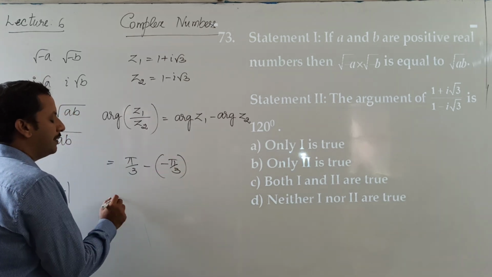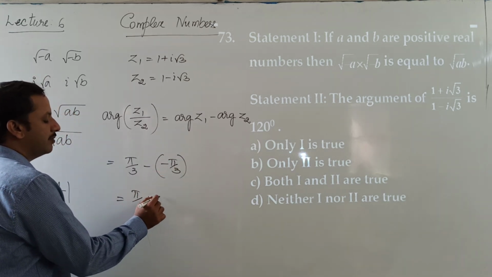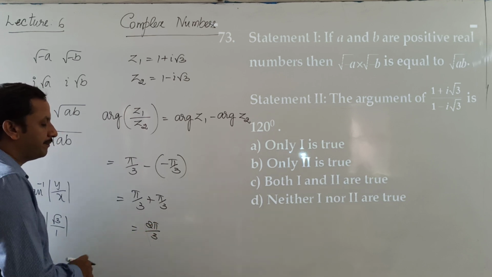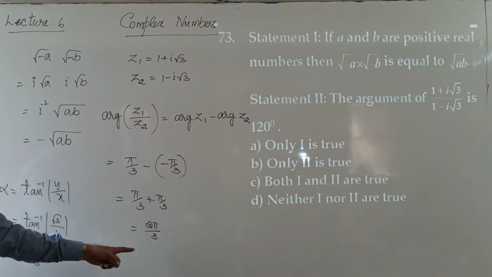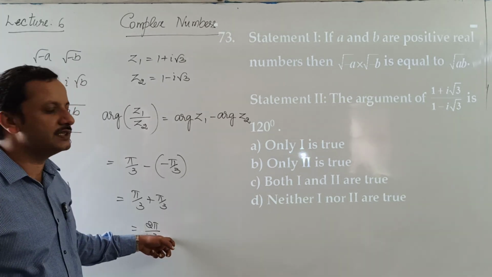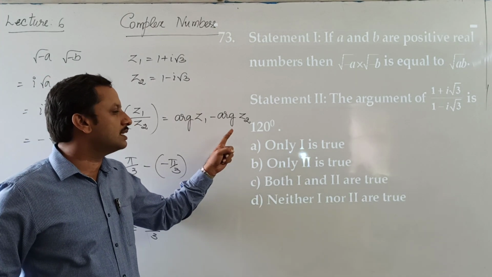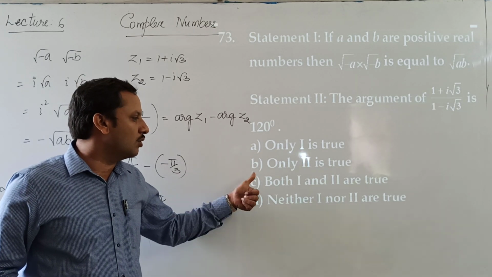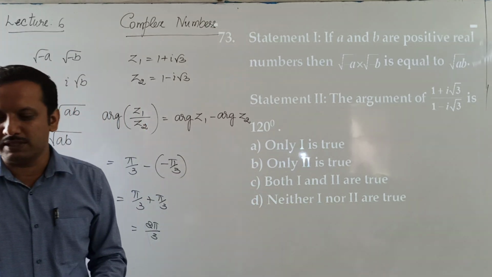So we get pi by 3 plus pi by 3, that is equal to 2 pi by 3, which in terms of degrees is equal to 120 degrees. So the second statement is true. The first statement is false and the second statement is true. So only 2 is true is the right answer.